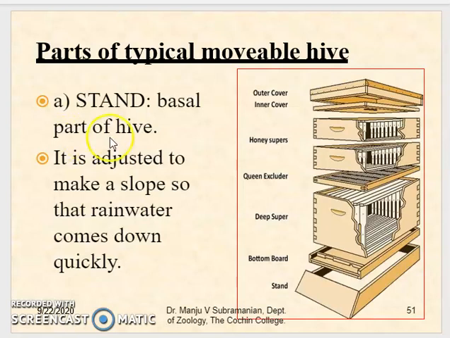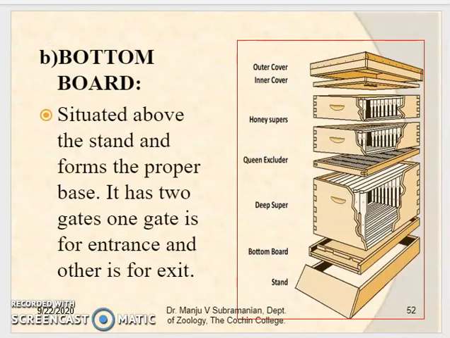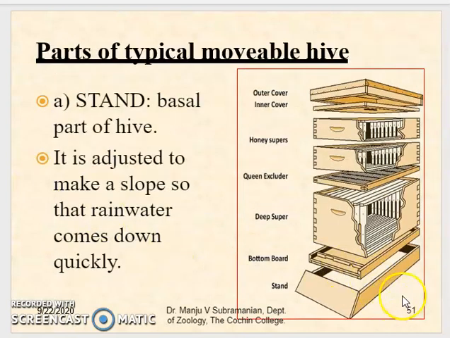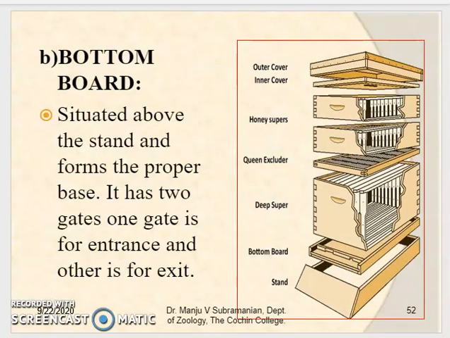Okay, let's see the parts. The basic part is a stand on which the whole box is placed, and it is adjusted to make a slope so that the rainwater comes down slowly. So the position of this stand will be slightly slanting so as to avoid the logging of water during the rainy season. The stand is mainly there to avoid the ground touching of these boxes, and thus to protect from predators such as ants and crawling predators.